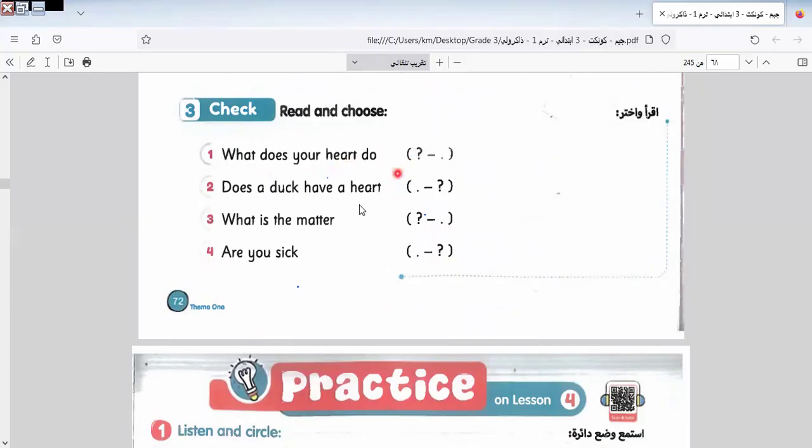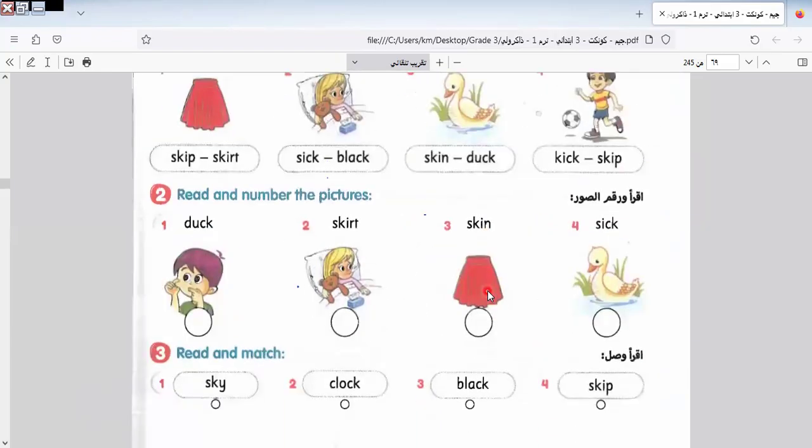I put a question mark at the end of the sentence. Does the dog have a heart? So I put here a question mark. Let's go to another one here.